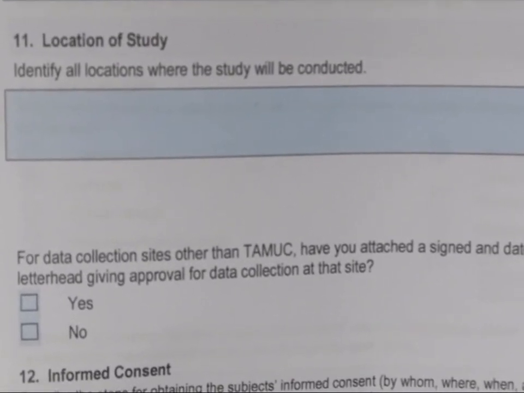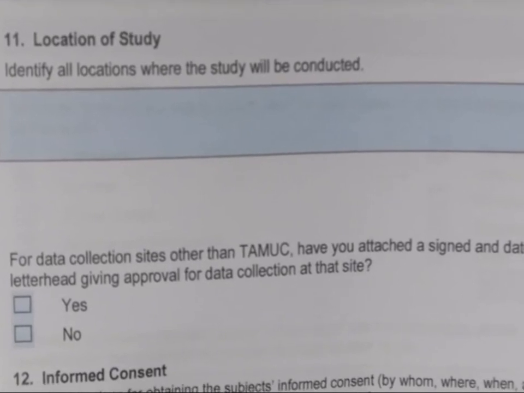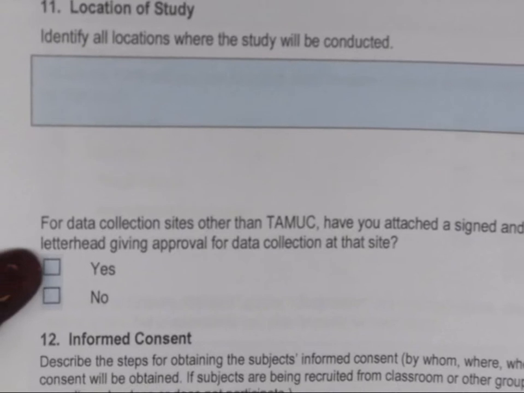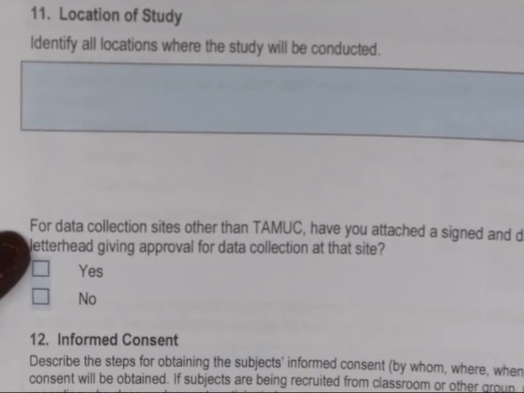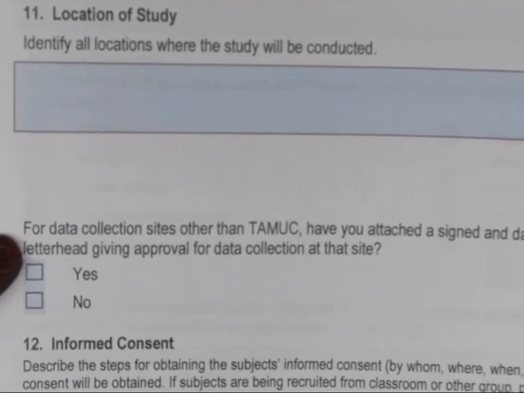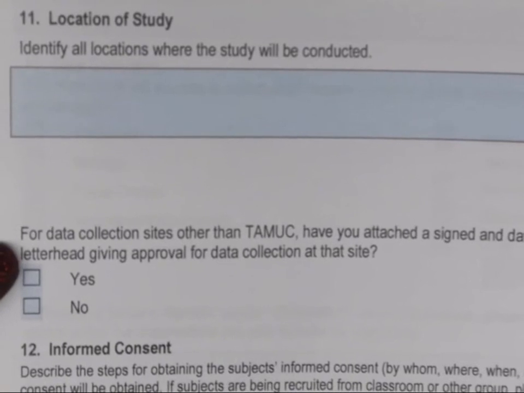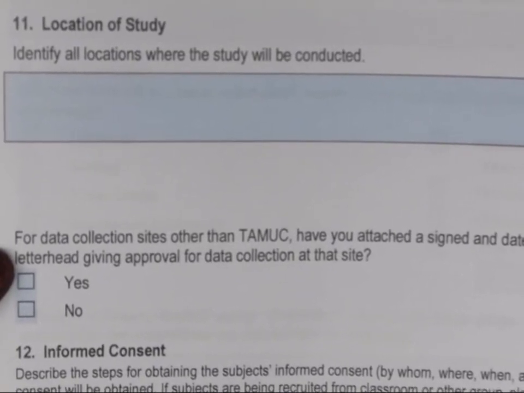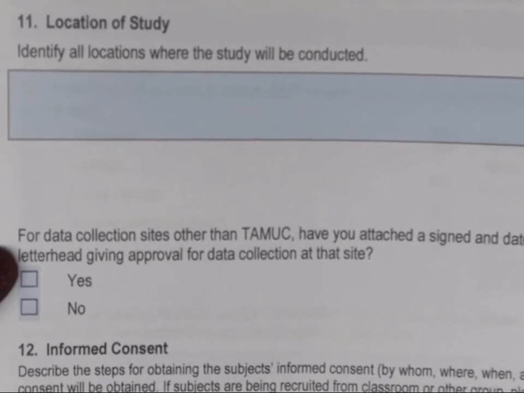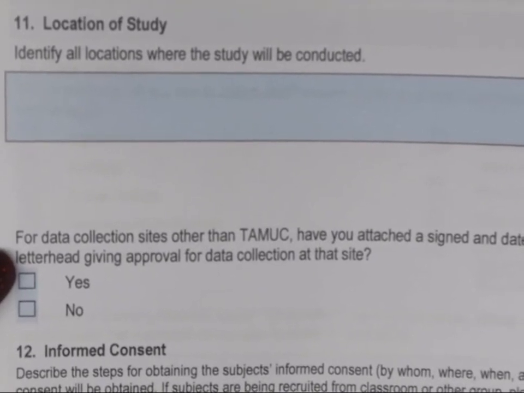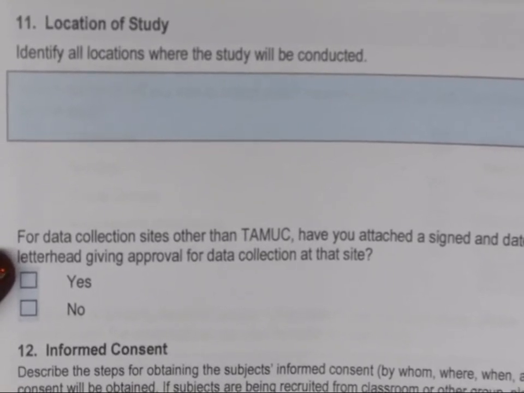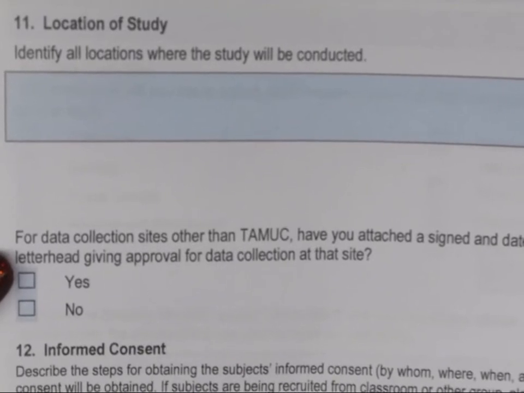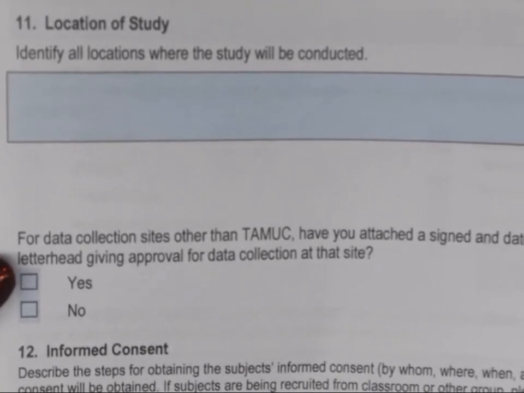So location of the study, where are we going to have them meet? Data collection sites other than TAMUC. What that means is if we were collecting data in the public schools, if we were making them do a pre-test or post-test there, probably we'd do it in our workshops and on a Saturday or an after-school thing or whatever. But if we are, then we need to attach a signed and dated letterhead from that school district that says it's okay for us to go in there and collect that data, okay? Which means your principal and possibly your superintendent need to know that you are involved in this study, and you are involving their students in this study. So everybody needs to be in the loop so that we are not messing anything up.